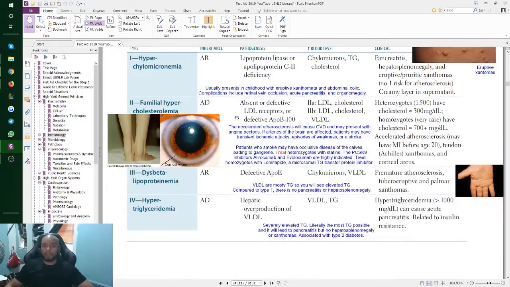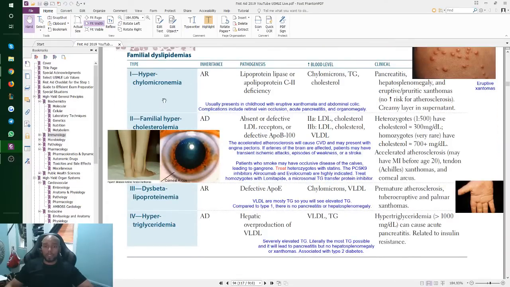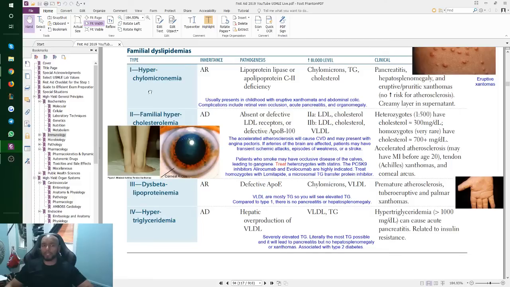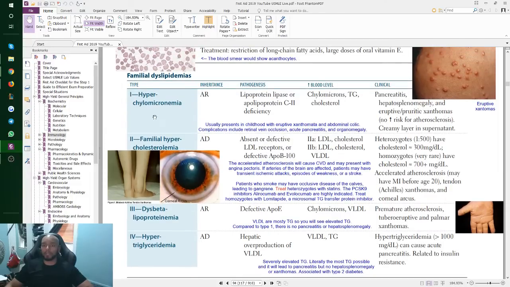Then you have your familial dyslipidemias, which there's only 4, but they're all very different, and they're extremely easy to memorize. Very, very easy to memorize. So you definitely want to give yourself that repetition to come back and look at it and master it. Type 1 is related to lipoprotein lipase, or C2. C2 is the cofactor for lipoprotein lipase. Lipoprotein lipase manages chylomicrons. Right?